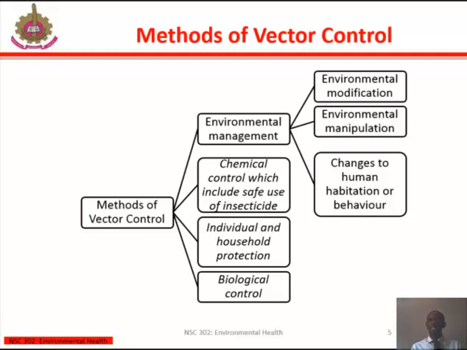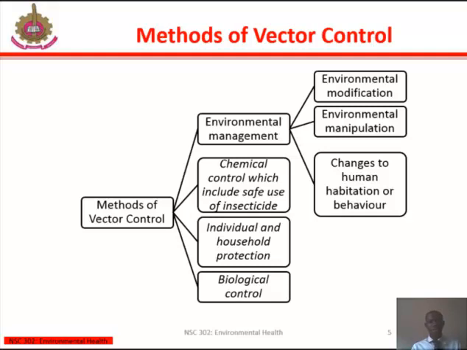Environmental management seeks to change the environment in order to prevent or minimize vector propagation and human contact with the vector pathogen by destroying, altering, removing, or recycling non-essential containers that provide larval habitats. Such actions should be the mainstay of vector control. The 3 types of environmental management are: number 1, environmental modification, environmental manipulation, and changes to human habitation or behavior.